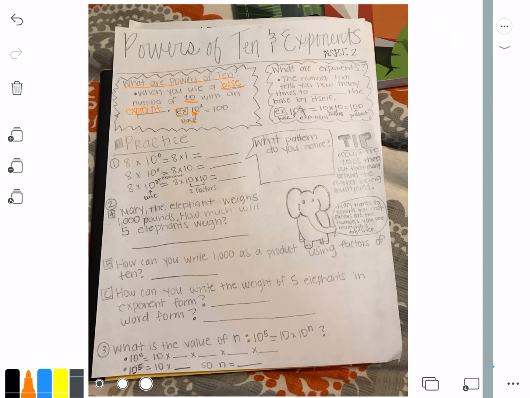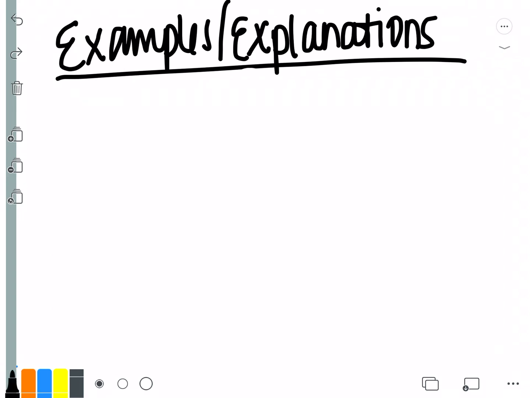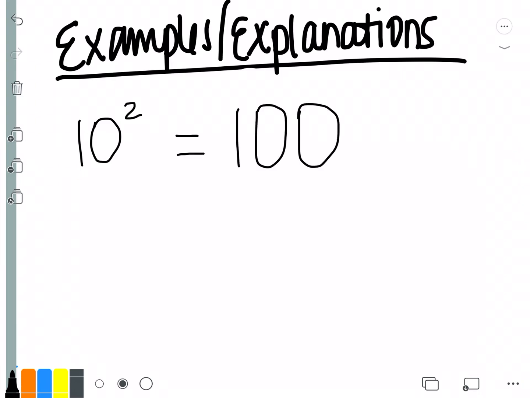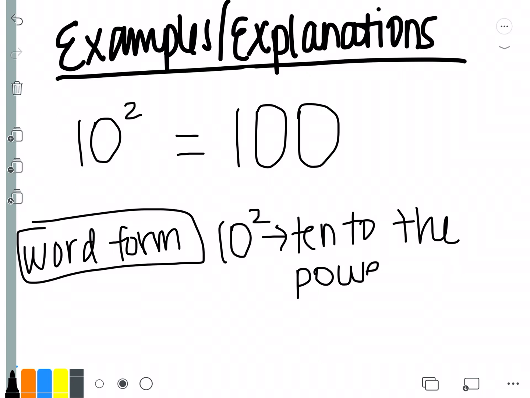You don't need to go over and write this, but I'm going to go to this little examples and explanations page. So here I'm just going to rewrite what I have on your notes. It says 10, and the way you say this, so this is the word form, of 10 with that little 2. You say this is 10 to the power of 2. That is the most common way. Your book says it slightly different, but we're going to stick with this because this is how you'll hear it most of the time.